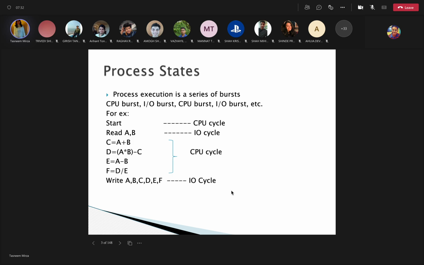Next, if you write the values A, B, C, D, E, here you require some display device to actually write the information. So that becomes an IO cycle. And finally, you have stop, which is nothing but the CPU cycle. So again, I repeat, whenever a program executes, it always goes back and forth between a CPU cycle, then IO, then CPU, and so on. But what you have to remember is it always starts and ends with a CPU cycle.